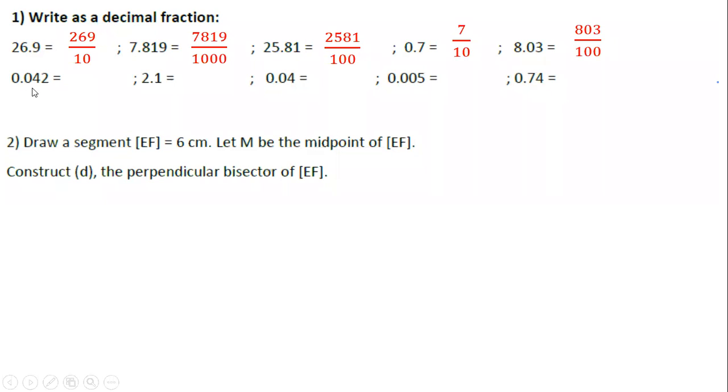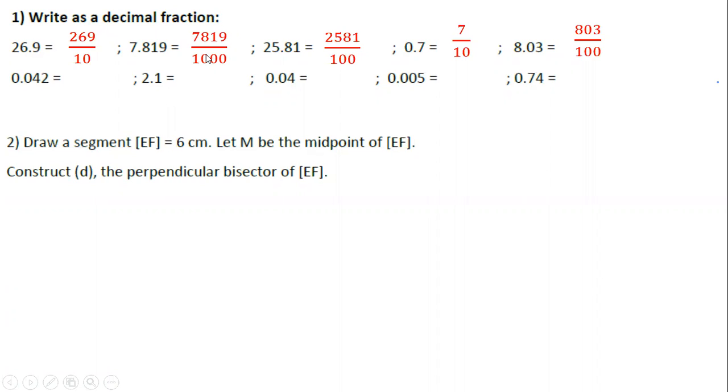Now I want to ask Asil. Yes, Asil, welcome. Yes, miss. 0.042. What is the denominator? The denominator is 1000. The numerator? 42. Thank you.